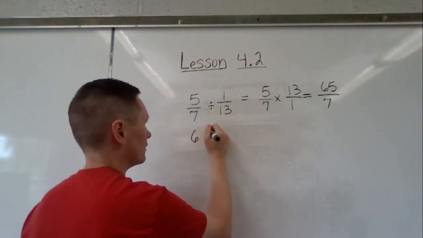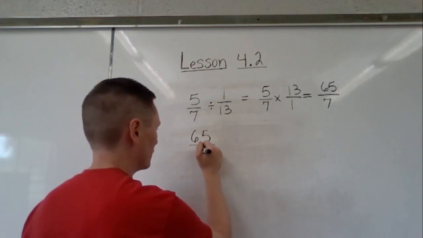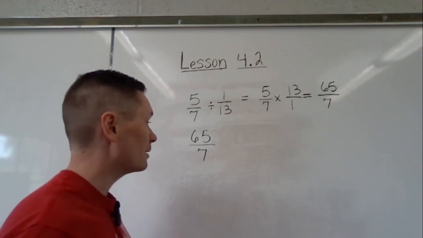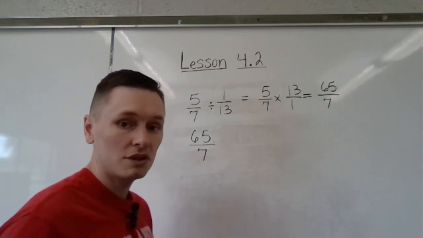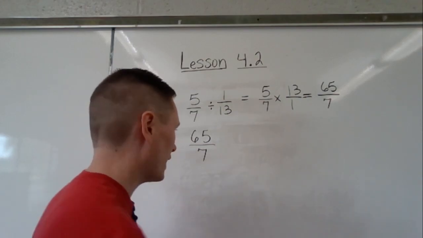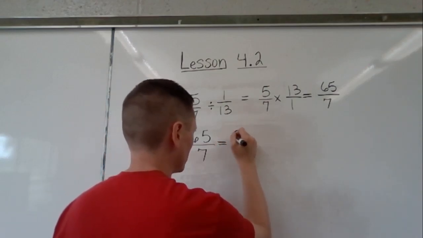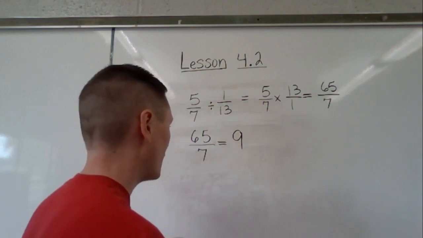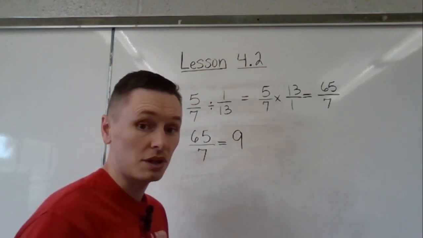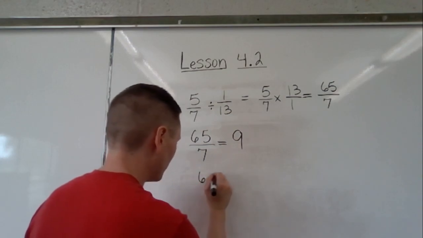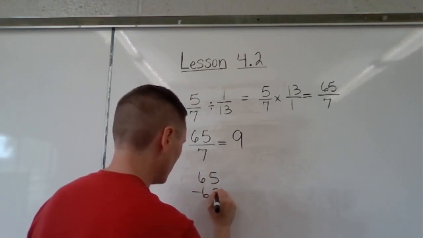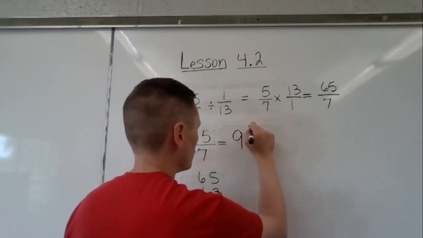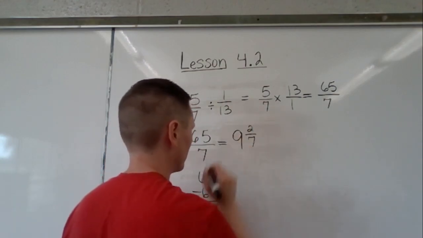Now we know that 65 over 7 is not proper. So I must ask myself, how many times does 7 go into 65? And that is 9. Okay, now 7 times 9 is 63, right? So then I have 65 minus 63, and that is 2. So now I'm left with 2 over 7.